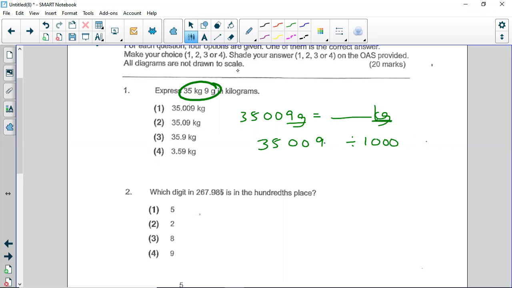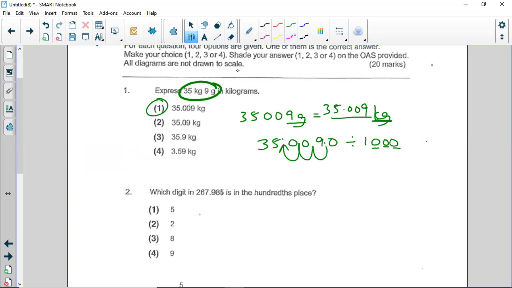But without a calculator, how do you divide? Change the whole number into a decimal, and then shift the decimal point to the left 3 times: 1, 2, and 3. Why 3 times? Because thousand has 3 zeros. And where do you put the decimal point? Above the arrowhead. So how many kilograms? That will be 35.009 kilograms. So your answer should be number 1. Okay, let's go to number 2.